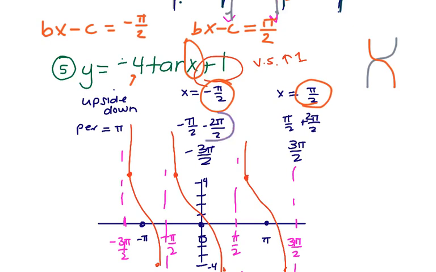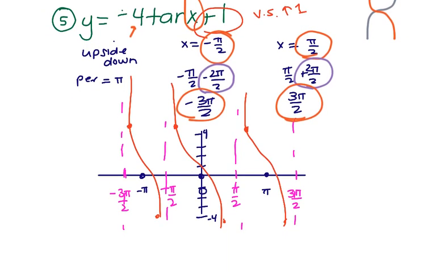So from the one on the left, I subtract pi. From the one on the right, I add pi. And I end up with my additional asymptotes. So my asymptotes are here at -3 pi over 2, -pi over 2, positive pi over 2, and positive 3 pi over 2. I've got to find the point halfway between them, which would be -pi, 0, and pi. So I add these 2 points, divide by 2.